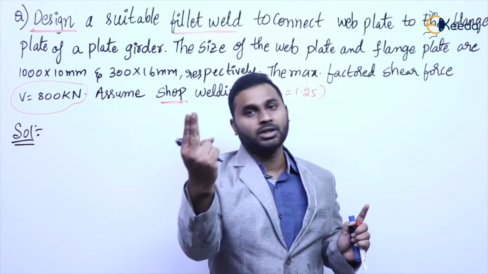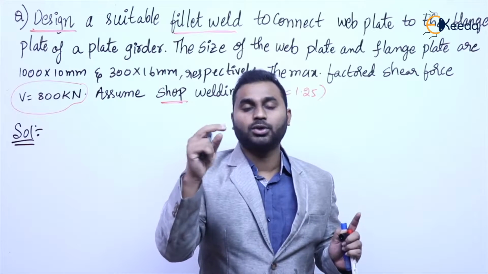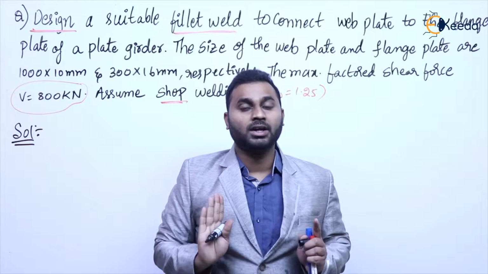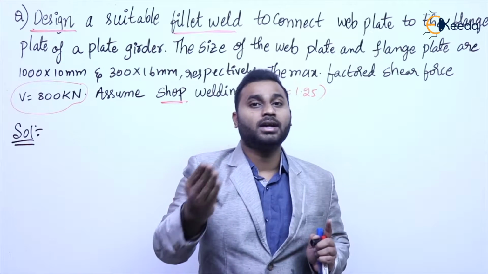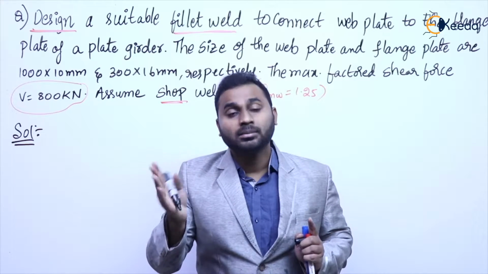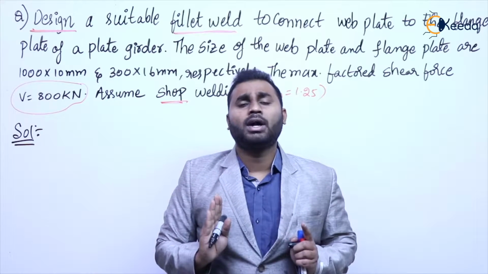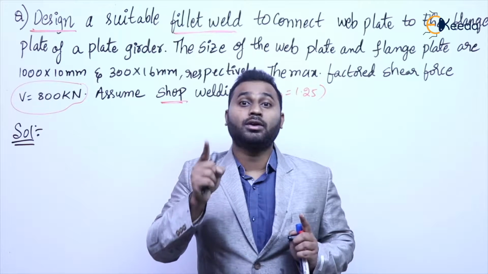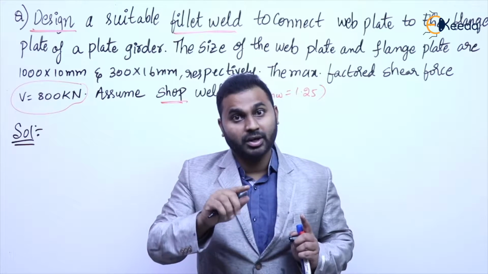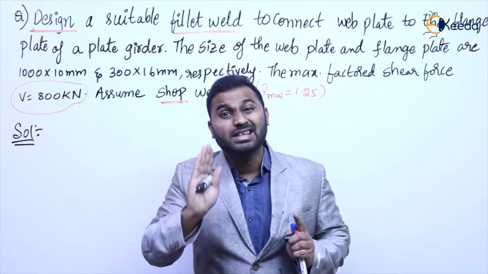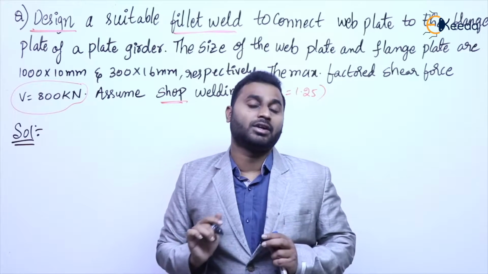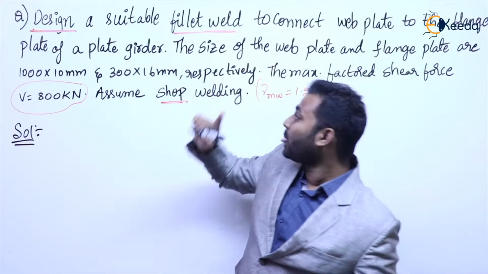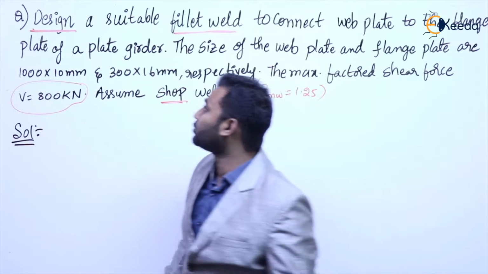So two things we have to do here. One is finding out the size, by which we can find the throat thickness, and later the check. What is the check? We need to check whether the shear stress produced in that fillet weld cross section because of shear force is less than the design shear stress in the fillet weld or not. So first let us go with the size.